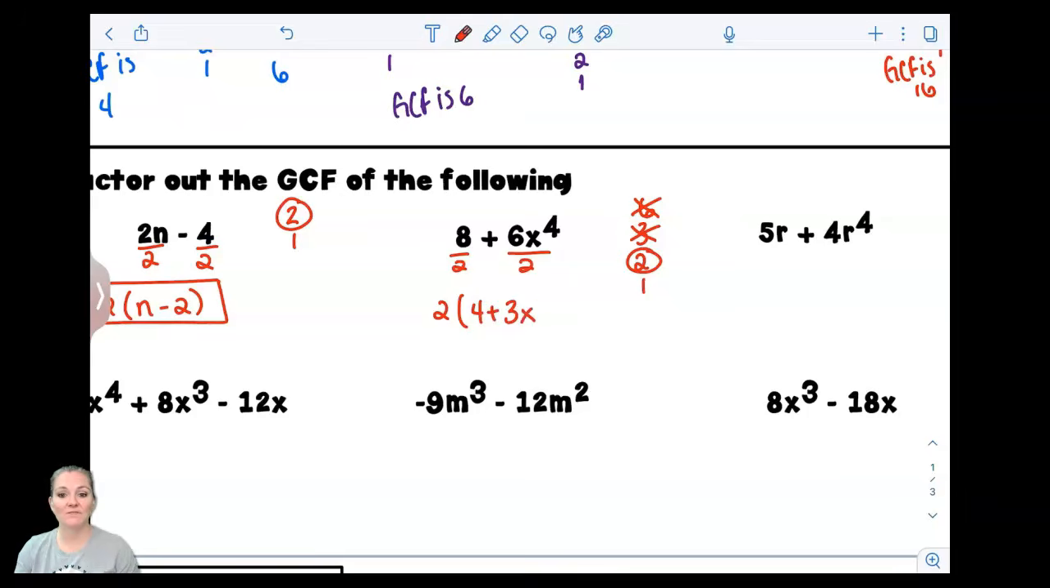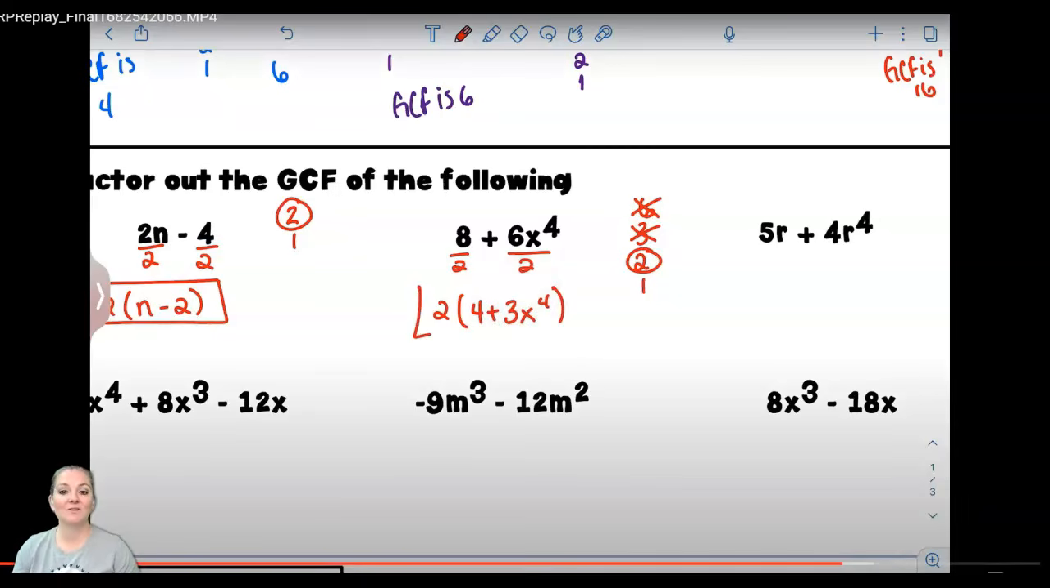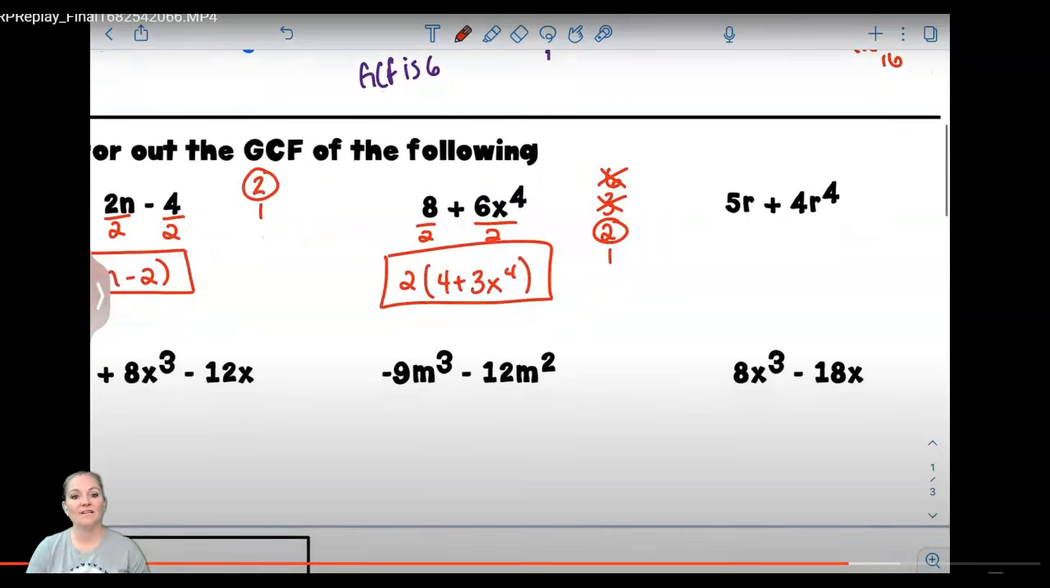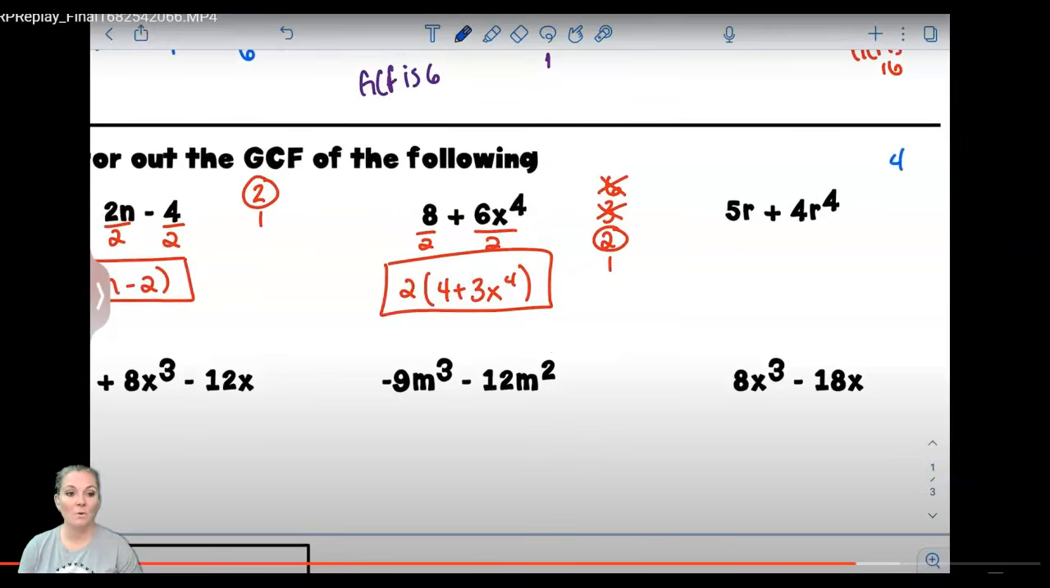8 divided by 2 is 4. 6x to the fourth divided by 2 is 3x to the fourth. I'm not touching the letters. There's nothing I'm dividing by with letters, so I don't have to worry about the letters because only one term had a letter. All right, the next one, 5r plus 4r to the fourth.